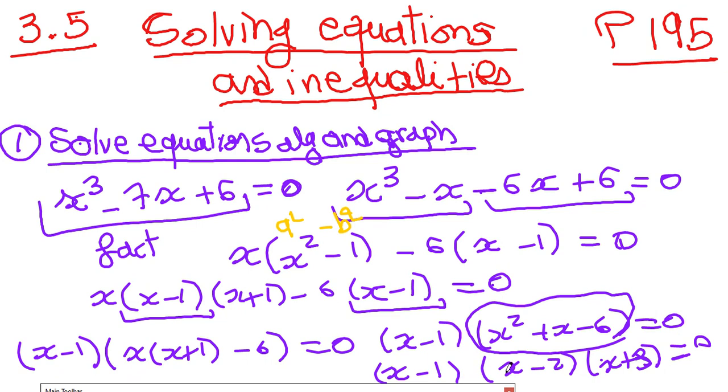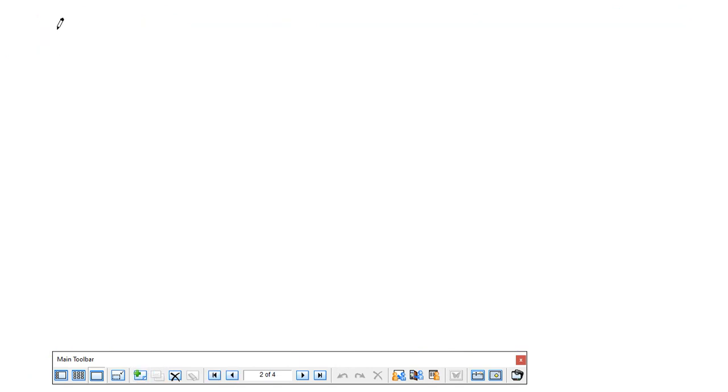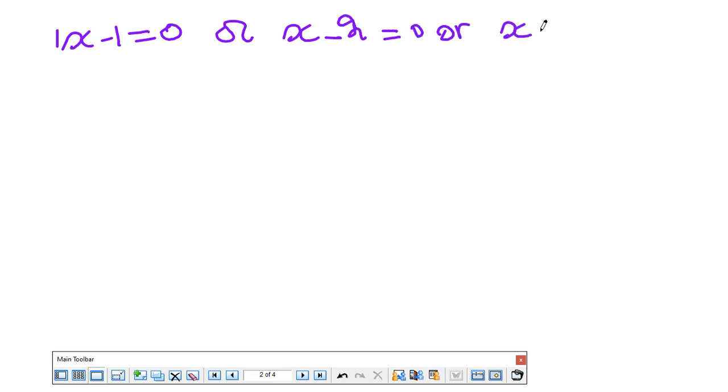And we know that if a product is equal to 0, one of the factors is 0. So to have this product equal to 0, I have x minus 1 is 0, or this is 0, or this is 0. So if I continue solving here, I can write x minus 1 is equal to 0, or x minus 2 is equal to 0, or x plus 3 is equal to 0. And this one will give me x equal to 1. This is the first root. x equal to 2.